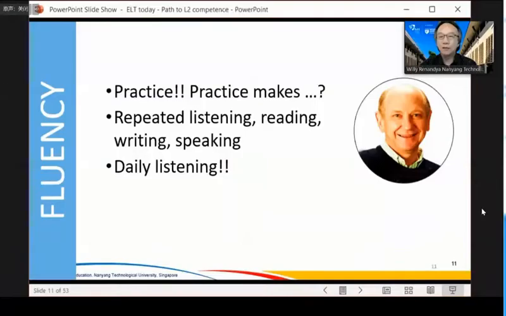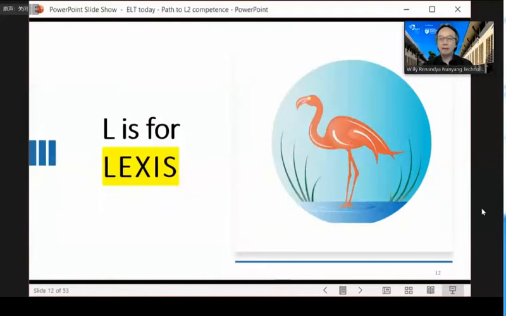So, like they say, practice makes perfect. In English language teaching, I think we need to remember this, that we need to give students opportunities to do a lot of repeated listening, to do a lot of repeated reading, to do a lot of repeated writing and repeated speaking as well. So daily listening to English, for example, is a very good thing for the students to do, because that is one way for them to improve on their listening fluency, which later can be translated into speaking skills. That's point number one.